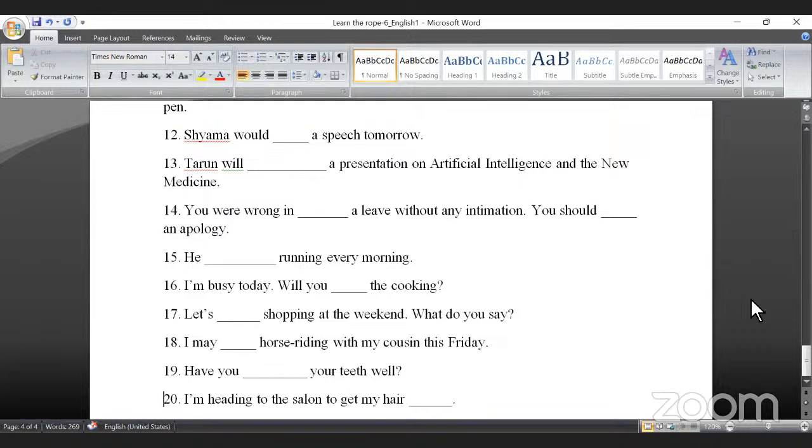Have you done your teeth? So this is the verb "do". Have you done your teeth well? Right. Do. And the last one here is, "I am heading to the salon to get my hair done." Okay, to get my hair done.